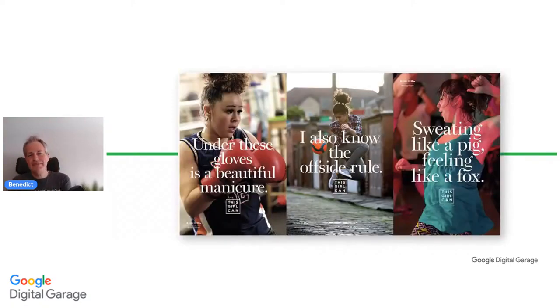All right. This is a great case study. This is the This Girl Can campaign. It was huge on social media, and continues to be so. And the big thing here, under these gloves is a beautiful manicure. It's kind of, and I also know the offside rule. Sweating like a pig, feeling like a fox is challenging a lot of the stereotypes. Think about the tone of voice they actually use in this campaign, and which channels do you think they really use? So have a look, examine a little bit of that.